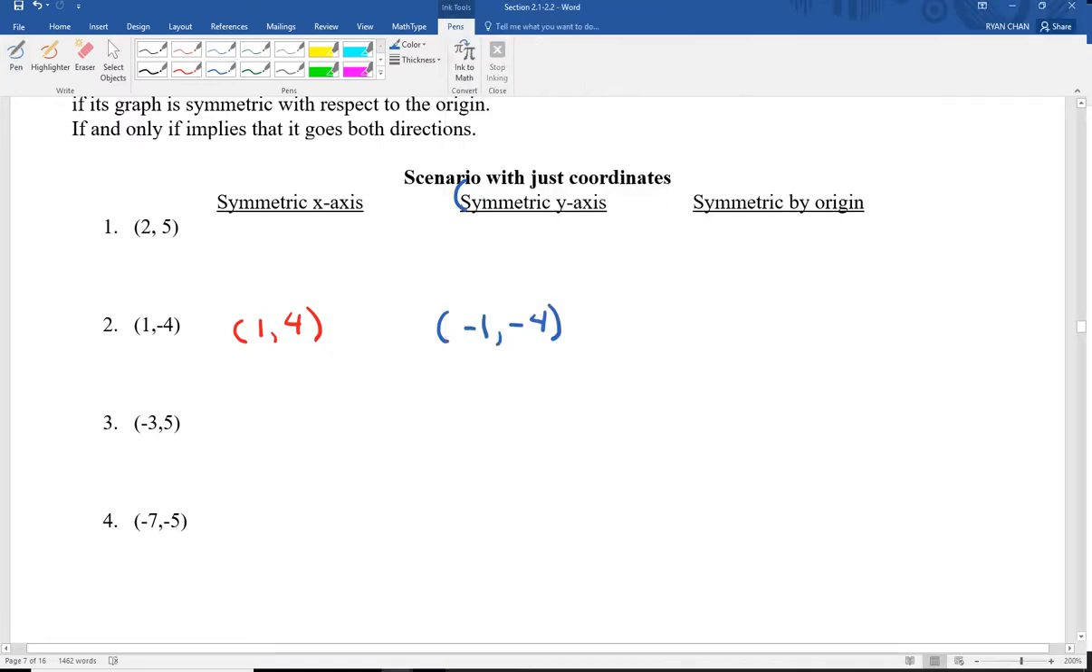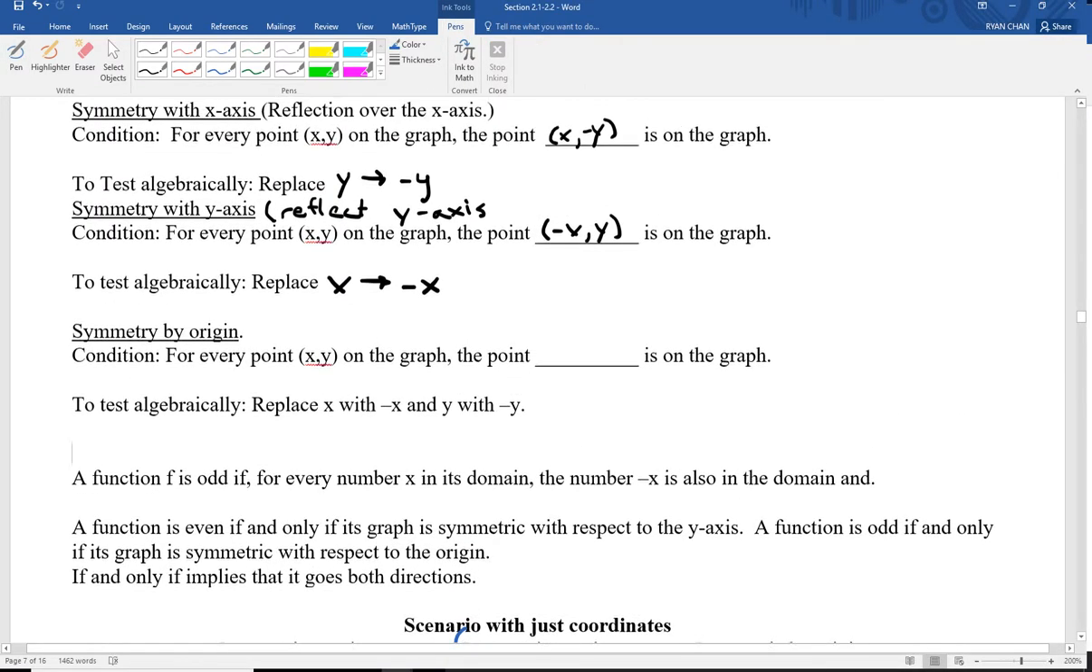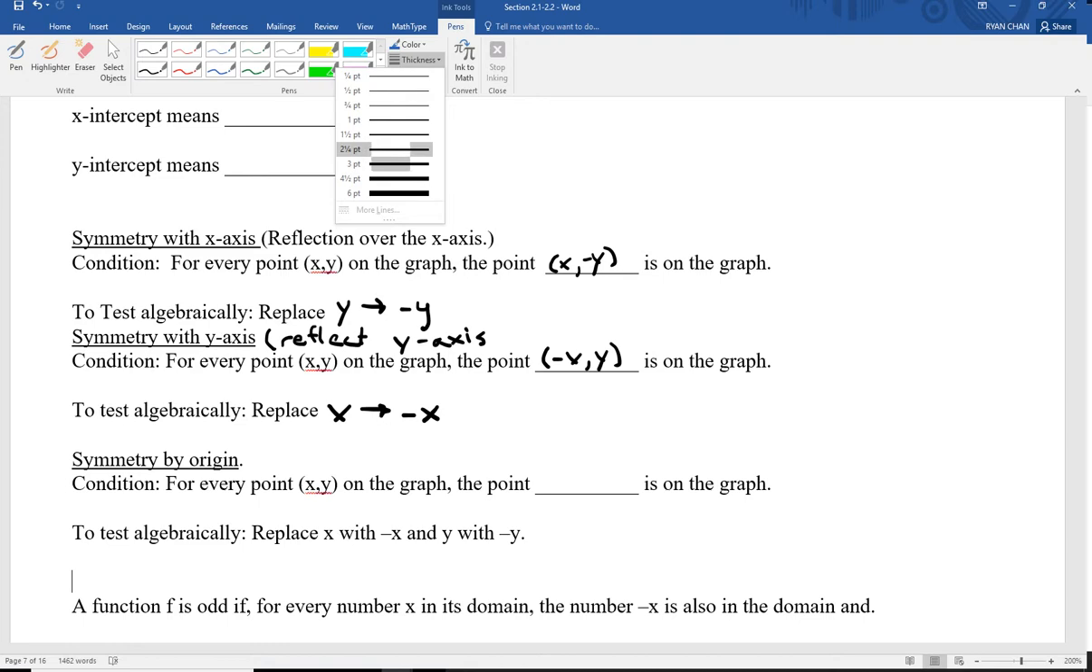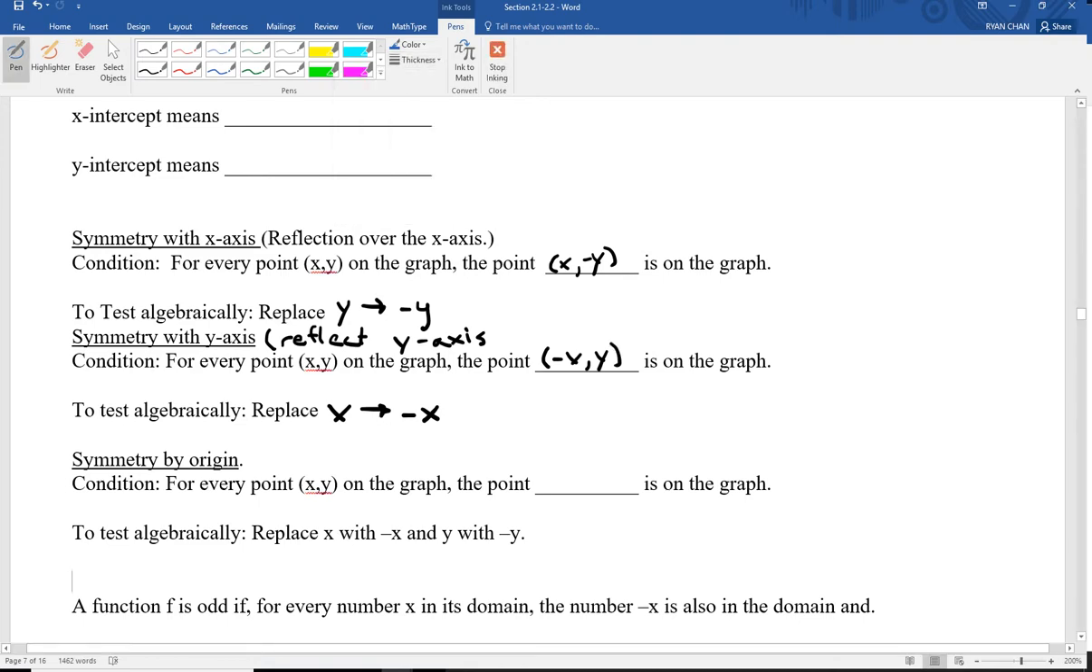Okay, so the last type of symmetry is symmetry by origin. So what does symmetry by origin mean? Symmetry by origin means the following here. It means that you are rotating 180 degrees.